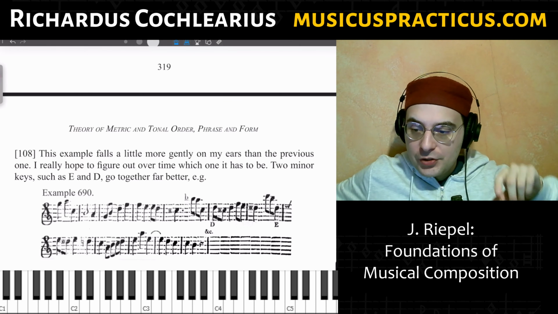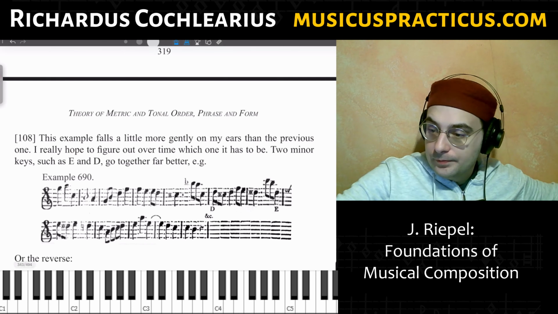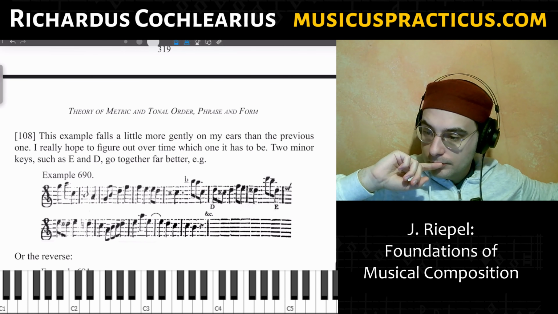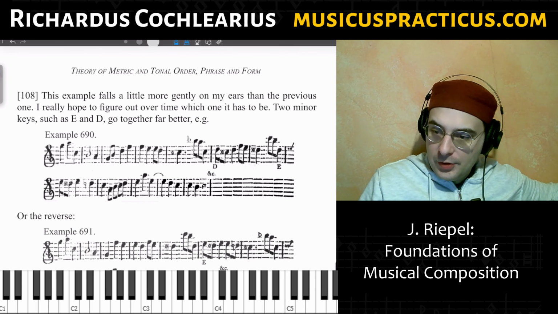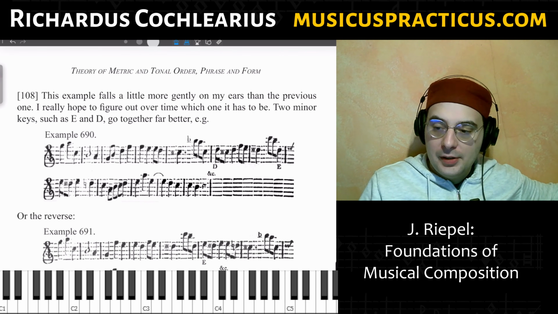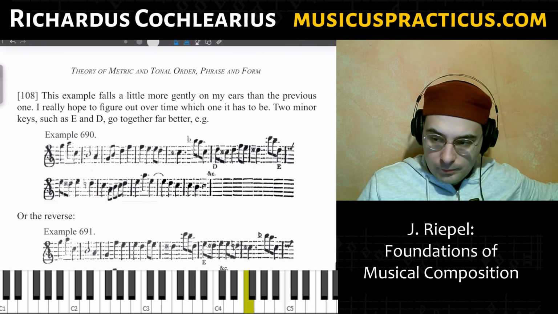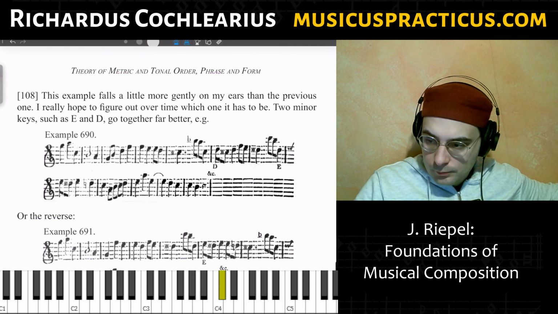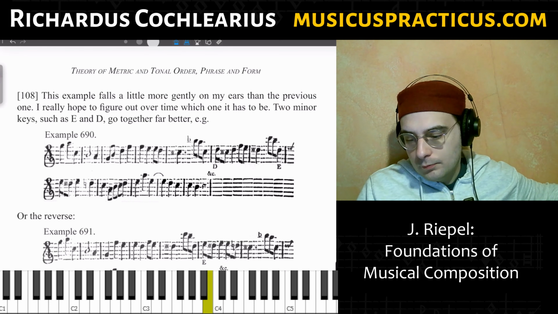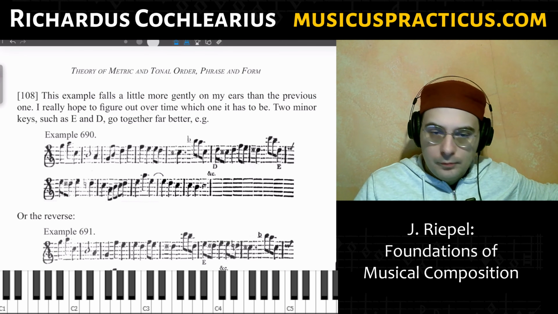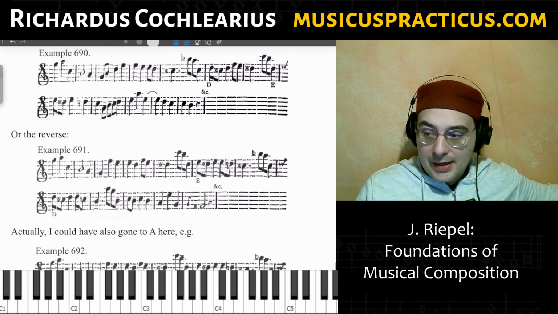Two minor keys such as E minor and D minor go together far better. True. Or the reverse. So we have E and then D.